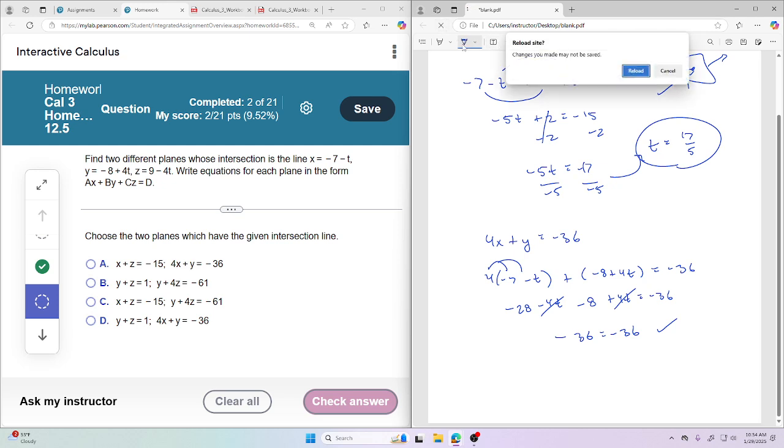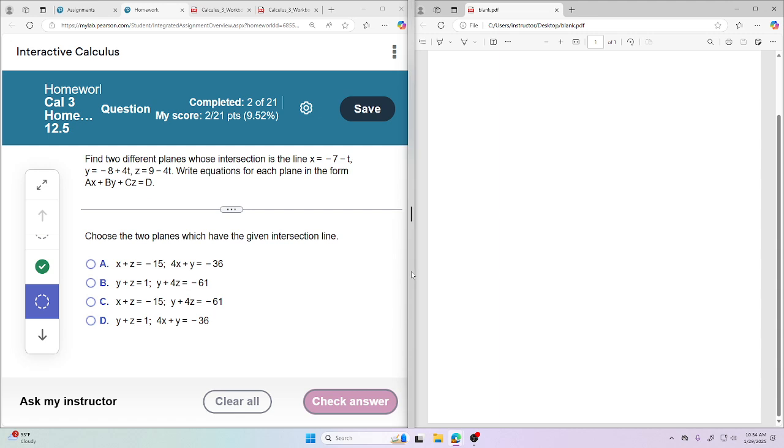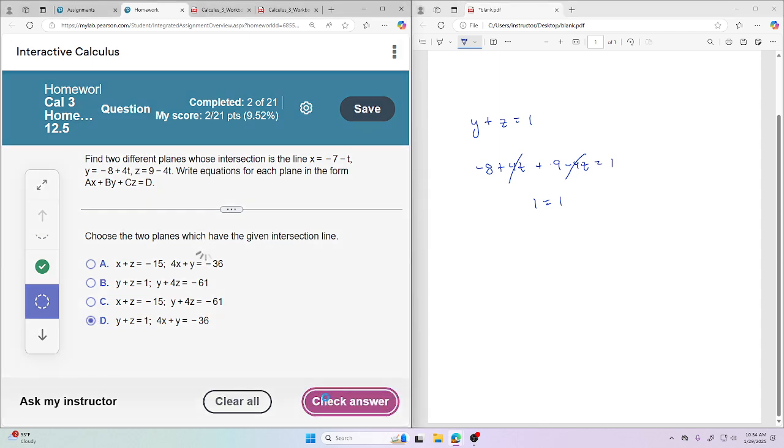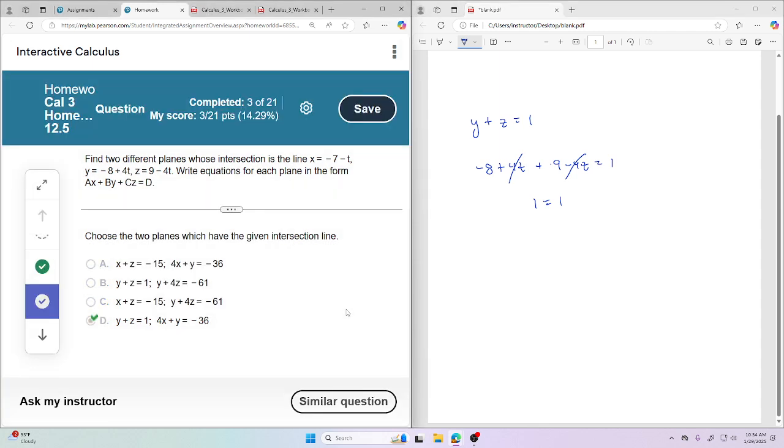I'm going to refresh. So yeah, let's try the y plus z is equal to 1. So I'm going to plug it in. We got negative 8 plus 4t. Got a 9 minus 4t is equal to 1. Look at that. As expected, right? As expected. So either we're both right or we're both wrong. Something's going on here, and I want to know. I'm going to test it. Cool. So there it is.